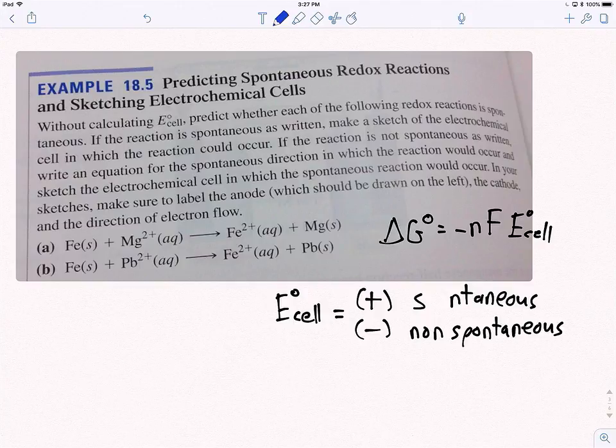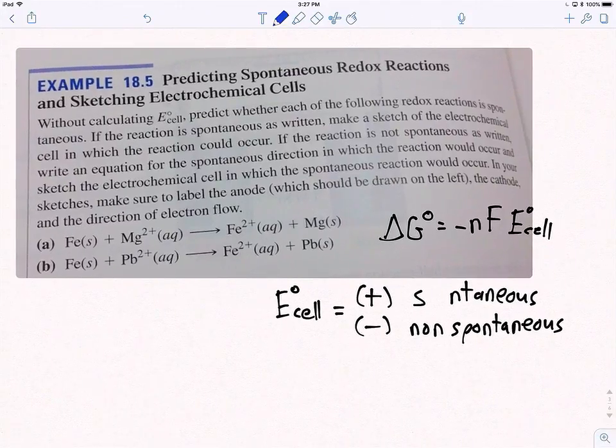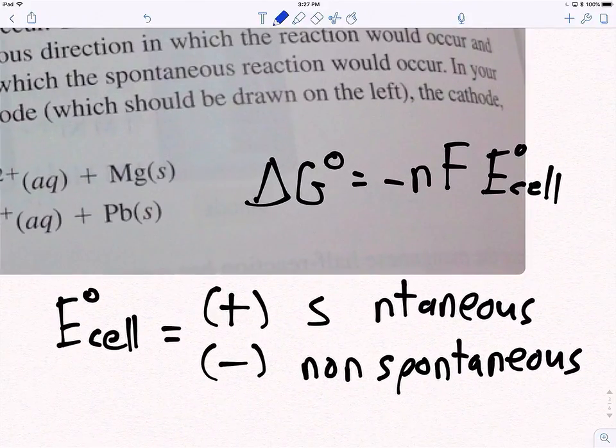In the chart, I always look to see which one is above the other. So what has to happen is, let's back up. The equation is for the Gibbs free energy. The Gibbs free energy is minus n F E0 cell. n is the number of moles of electrons transferred. F is Faraday's constant, 96,500. And E0 cell is the standard cell potential.